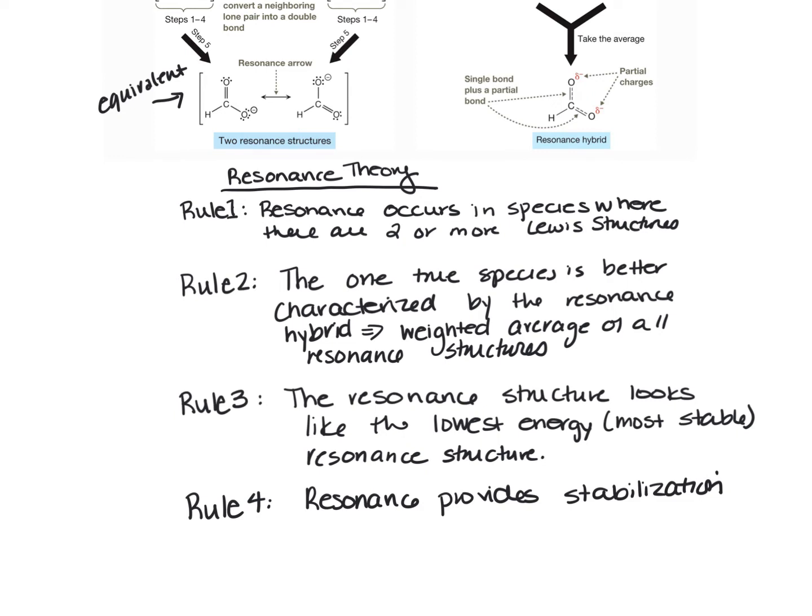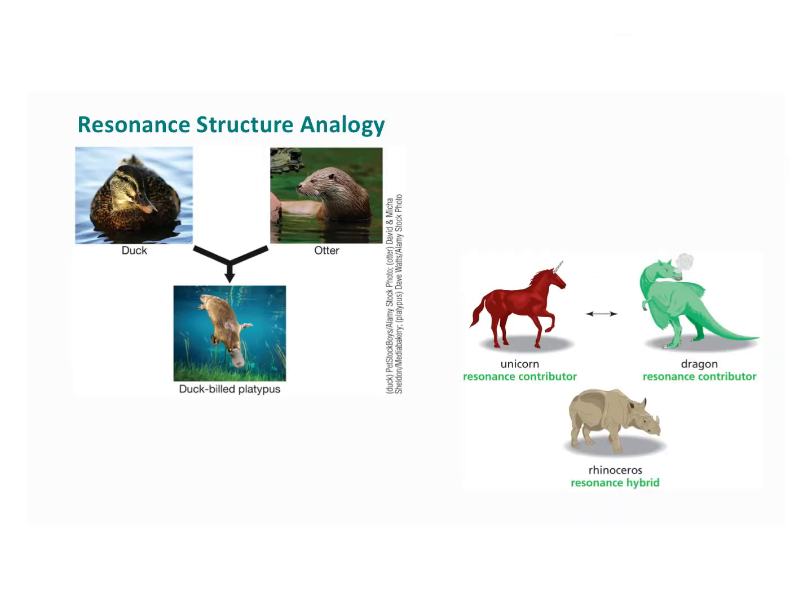And all else being equal, the greater the number of resonance structures or contributors, the greater the resonance stabilization. So if you have five, you're probably pretty stable. And we're going to see some molecules like that in a second. Now, I love a good analogy. And so we're going to look at a resonance structure analogy next. And the one that your book uses, I don't love. So it's here, and I'm just going to mark through it. And I'll tell you why I don't love it in a second.